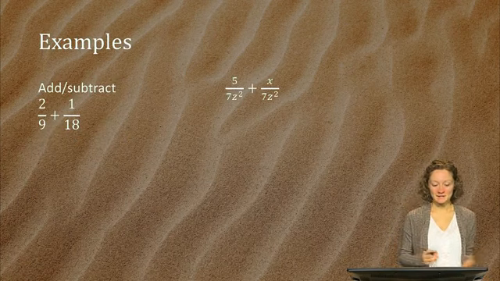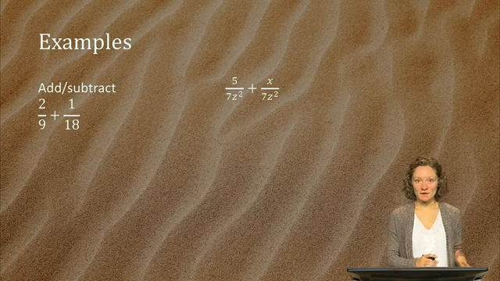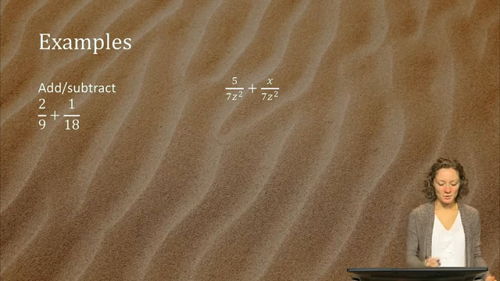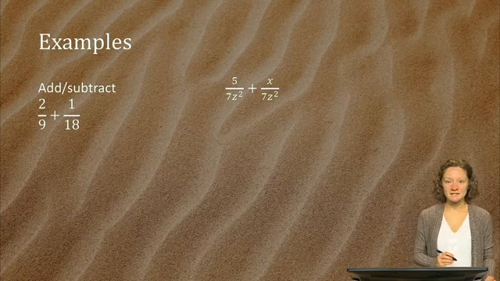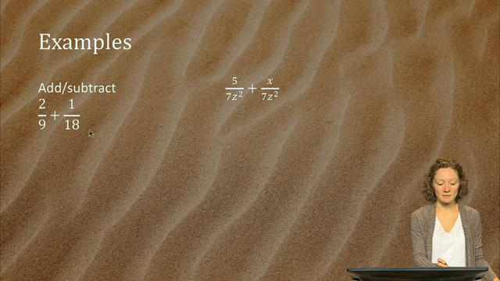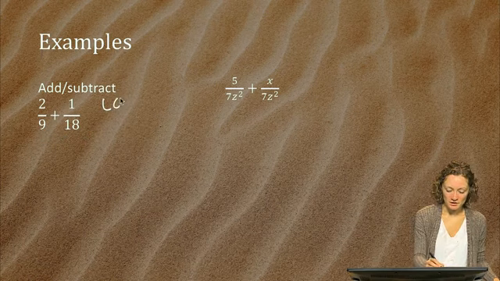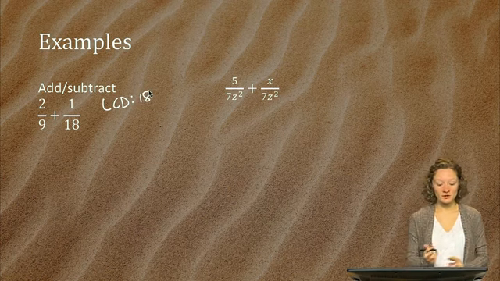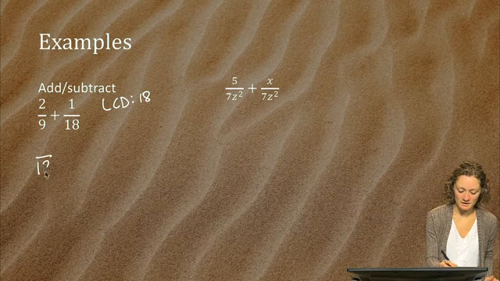And now we add and subtract. Again, let's start with numbers so we can draw the parallel to something that you've probably seen before. We have 2 ninths plus 1 eighteenth. The first step is to find an LCD. We already identified a least common denominator for these two fractions, so I'm not going to go through that process again. You've seen that. The second step is to convert each fraction to have that LCD.